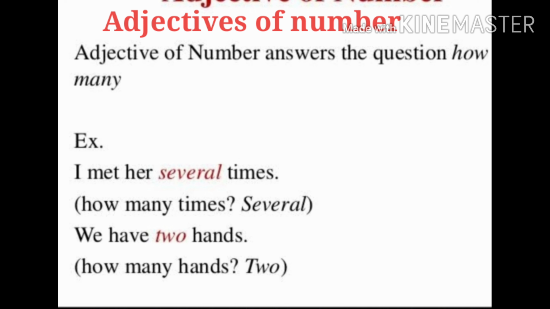In this part, we will start with adjectives of number. An adjective of number answers the question how many. Example: I met her several times. How many times did I meet her? Several. We have two hands. How many hands do we have? Two. In the above sentences, several and two are adjectives of number.